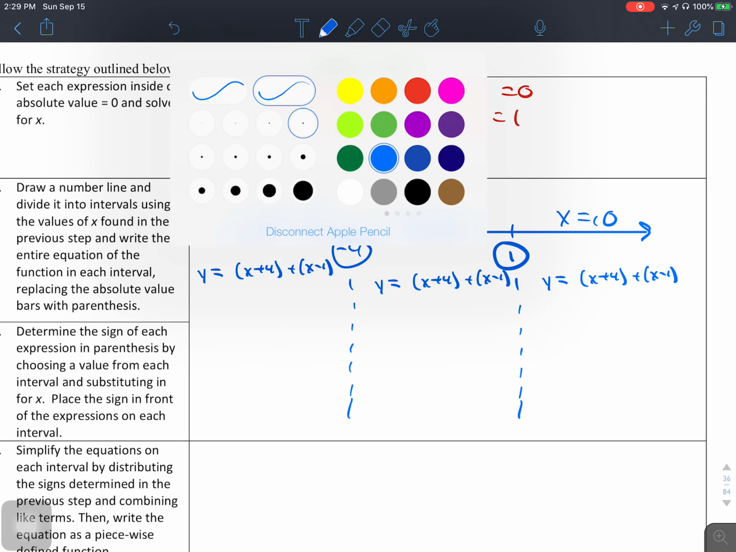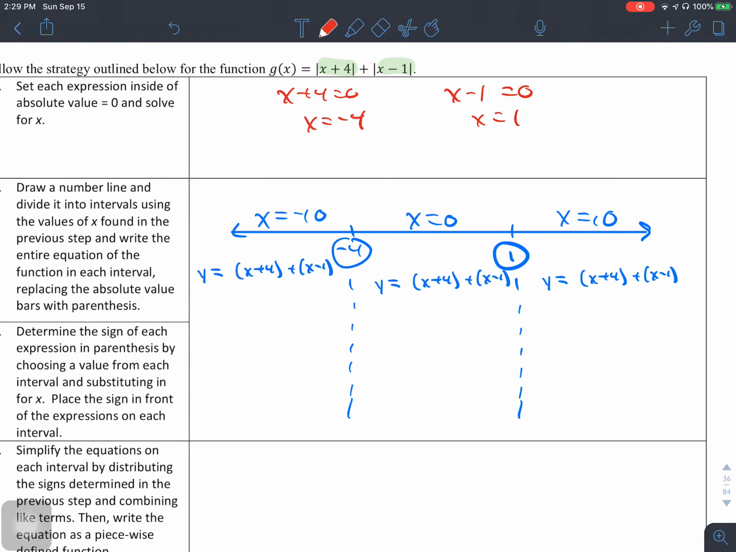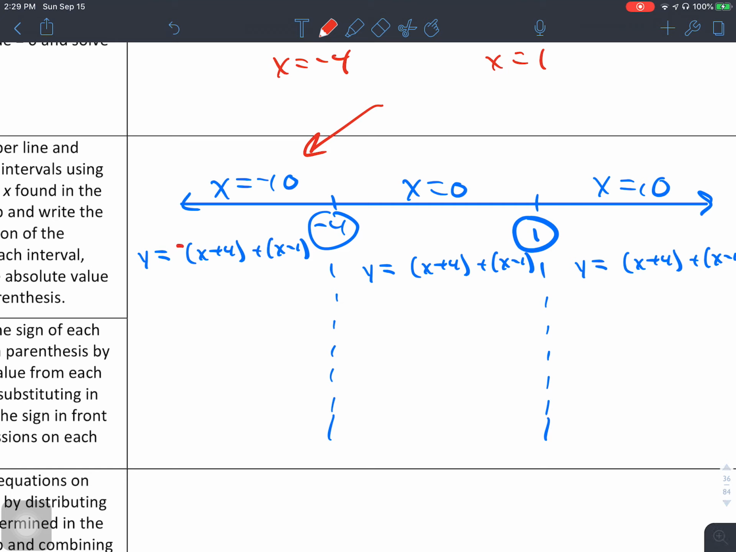Step 3, which is hard to show the work for, but also not that important to show the work for. We're going to take in each interval, right now we're on this side here, we're going to take the -10 and we're going to mentally plug it in to this. Is a -10 plus 4 positive or negative? I heard negative, so we're going to put a negative on the outside. Then we're going to take this -10 and put it in here. -10 minus 1, is that positive or negative? It's negative. We're going to put a negative on the outside.